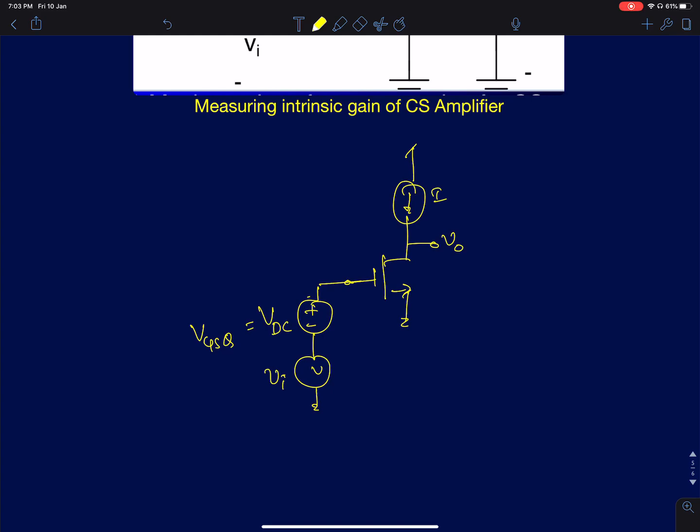The problem with this setup is that when the MOSFET operates in the saturation region, it's supposed to behave like a current source. So I have a current source I here, and the MOSFET also acts like a current source. The problem is I can't connect two current sources in series. So that's why this biasing will not work.